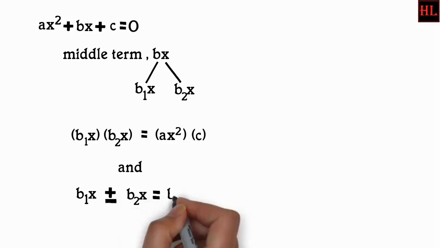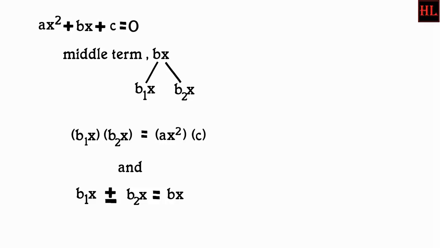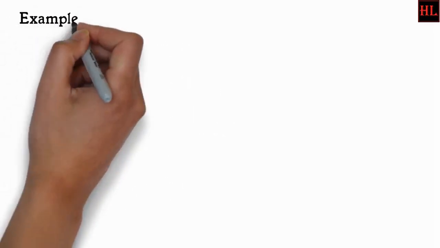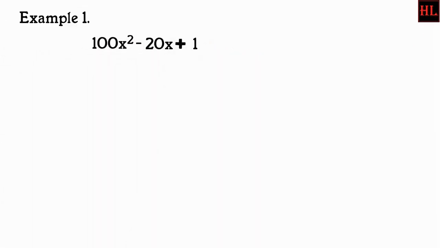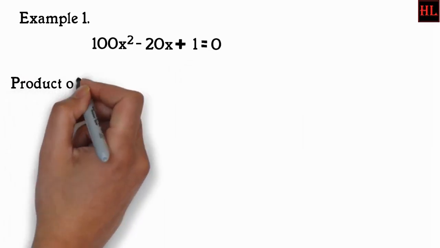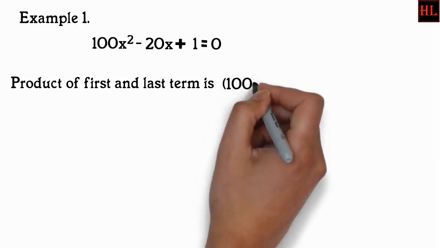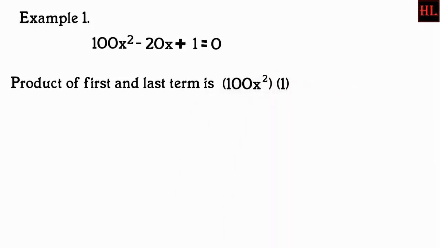Now we'll see how this factorization or splitting middle term method can be used to solve a quadratic equation. Let's take an example. So example number 1, we have equation 100x square minus 20x plus 1 equal to 0. Here we can see that the product of first and last term is 100x square multiplied by 1, that is 100x square. Now we need to split the middle term minus 20x.